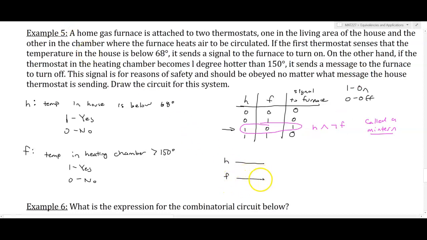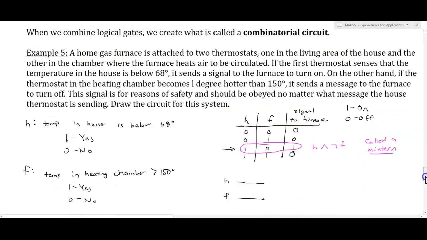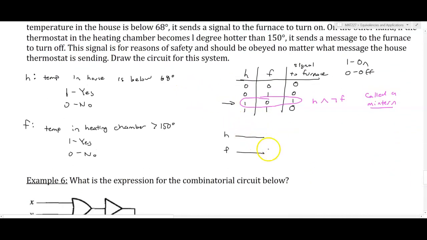I will require for the F signal that it be inverted prior to inputting it into an AND gate, because I want to make sure that when F is 0, it sends a 1 to that AND gate. So to draw a NOT gate, that's just a triangle. So what we'll get here is a NOT gate, or an inverter.